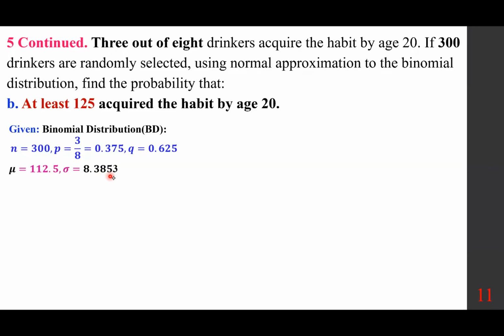All right. So what do we want here? We want the probability of x larger than or equal to 125, binomial distribution. What does it mean? Let x be 125, 126, 127, all the way to n, all the way to 300, everybody. That's the meaning of it.